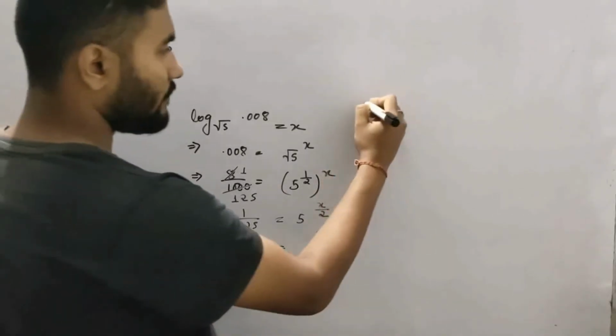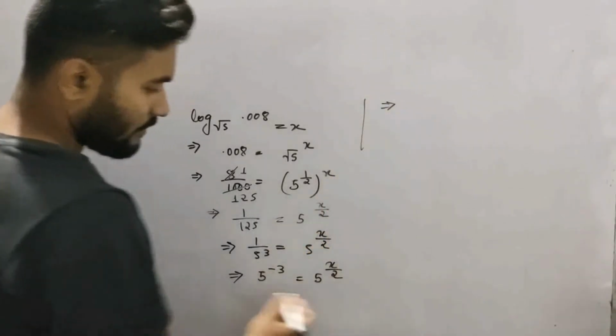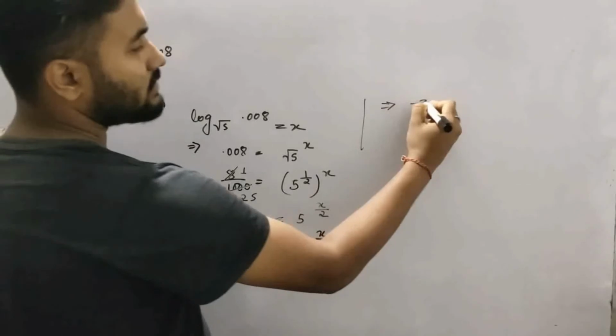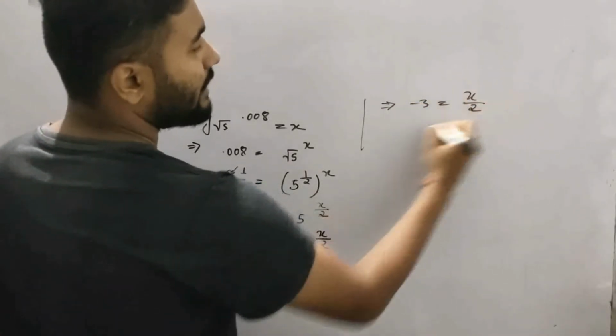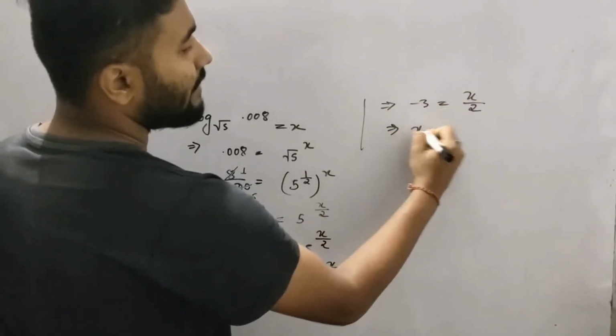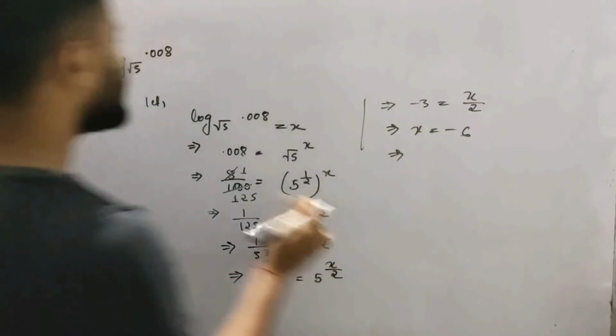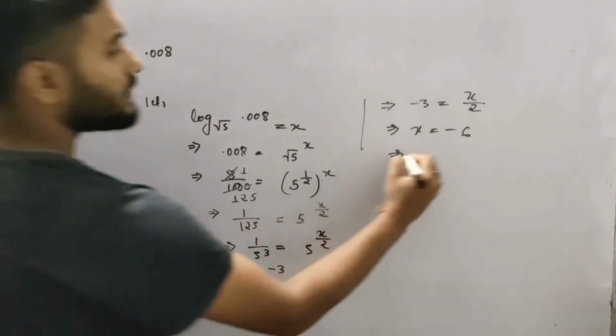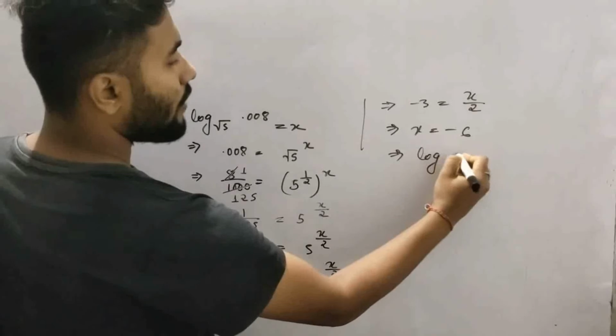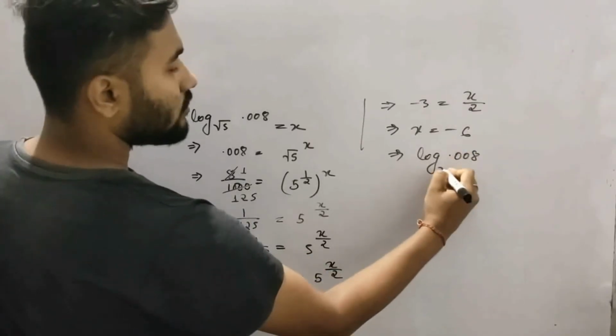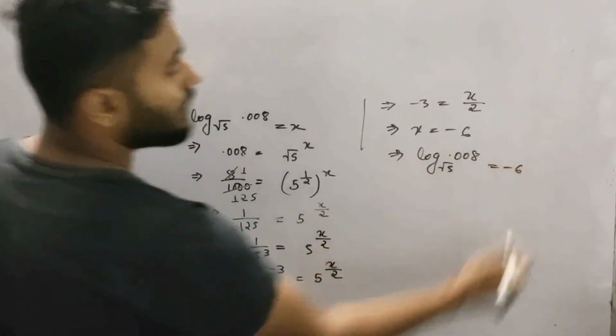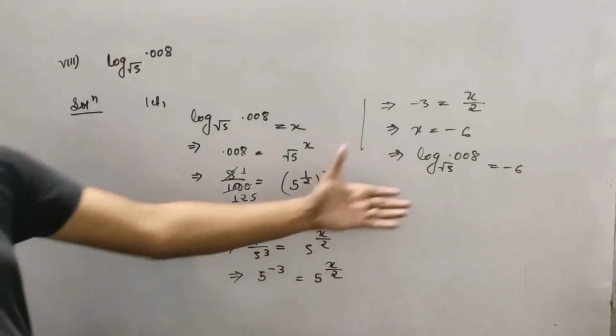Let me solve this one at first. Which implies, the base 5 is same, so minus 3 will be equal to x by 2. Cross multiply, our x will be equal to minus 6. Our x is our quotient, that is log 0.008 with base root over 5 will be equal to minus 6. So you have got the answer.